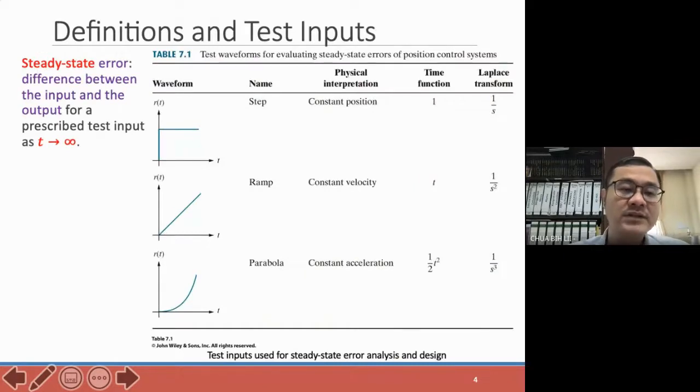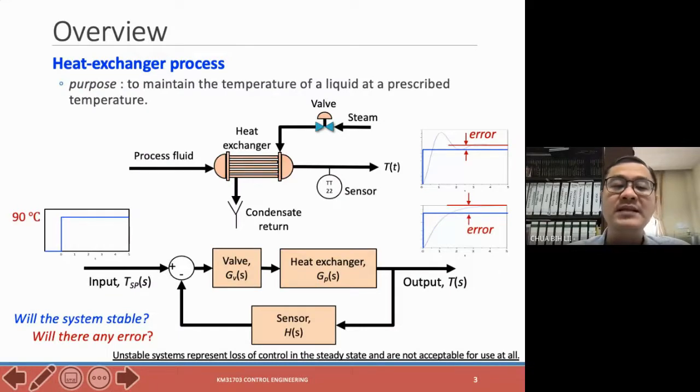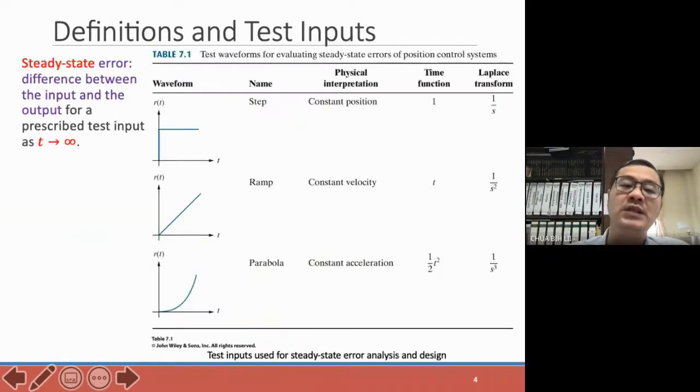So the definition of the steady state error is the difference between the input and the output for a prescribed test input, when the time is infinity, meaning the time is long enough for the system to be stable, right? So typically we would use a step, which is a constant, just like these examples. So when we set 90 degrees, this value will not change throughout the time. That is a kind of step input that we have set into our process.